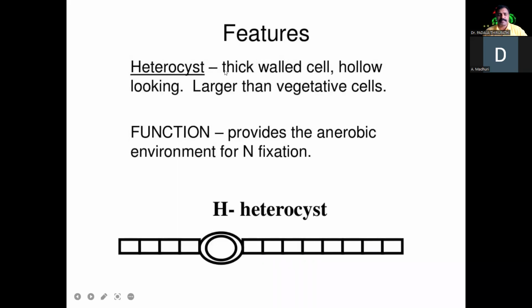nitrogen. Madam, previous slide, madam. Madam, please, previous slide. Previous slide.